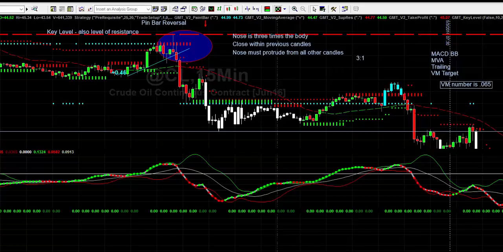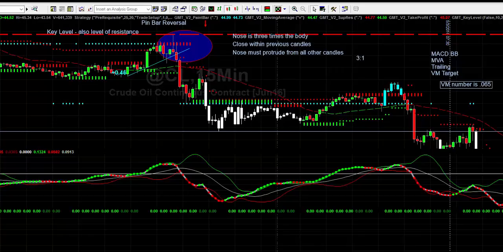Once you've found your edge, all you're doing is making sure your numbers match and are consistent, like the 3-to-1 we're looking for on this particular setup. We want to make sure all our requirements are met, but we also don't want to miss out on tapping into the opportunity for bigger numbers to come our way. We have to do that by adding in that volatility target.